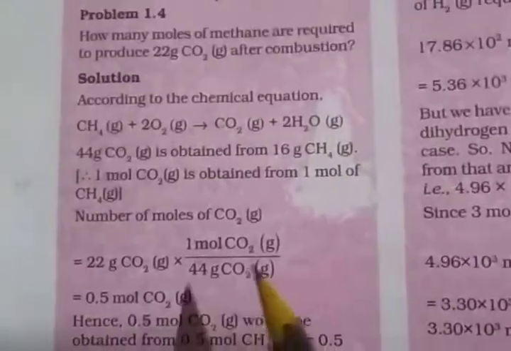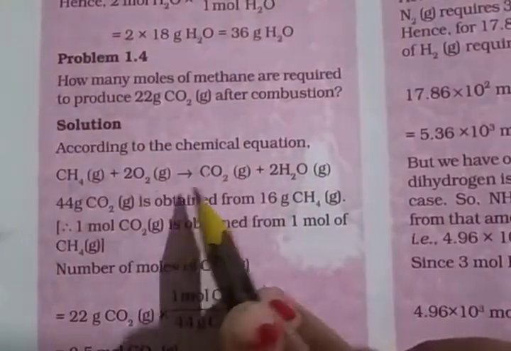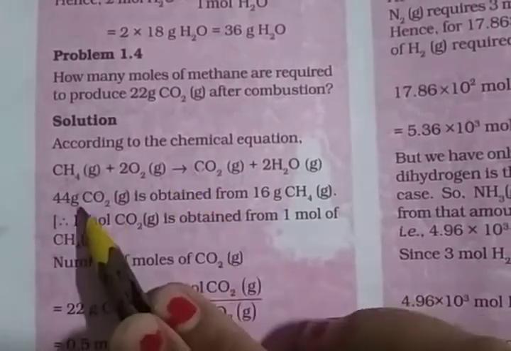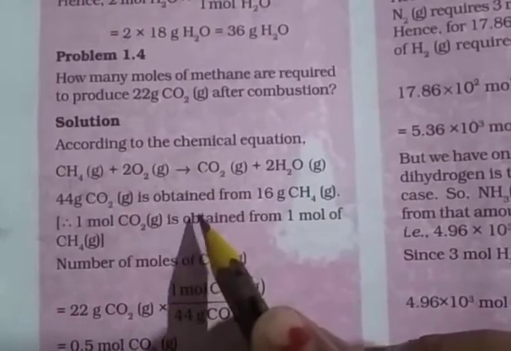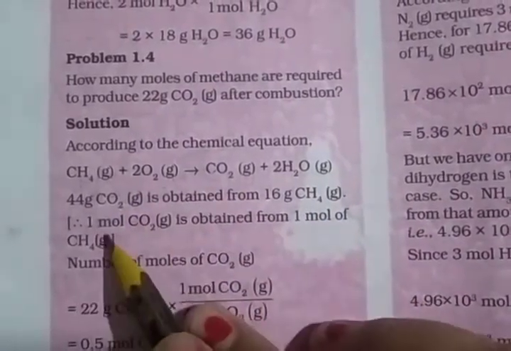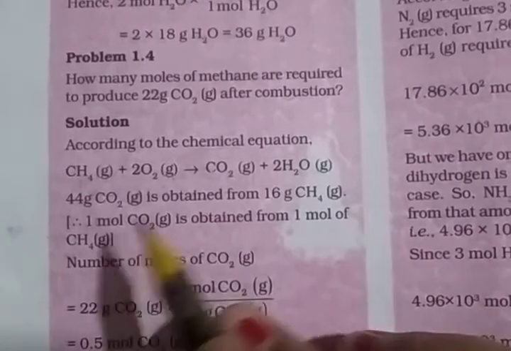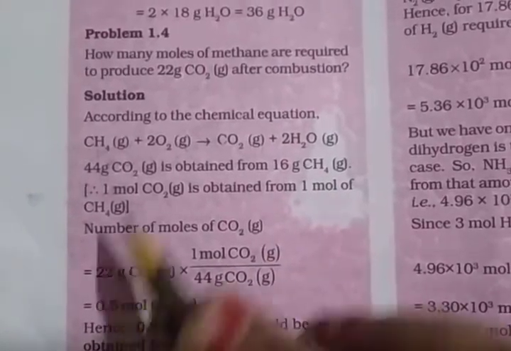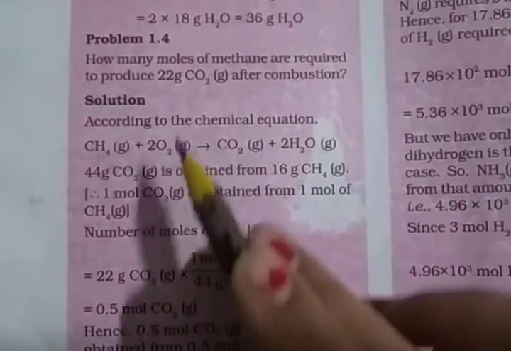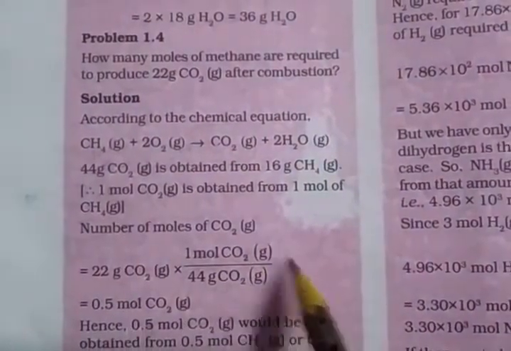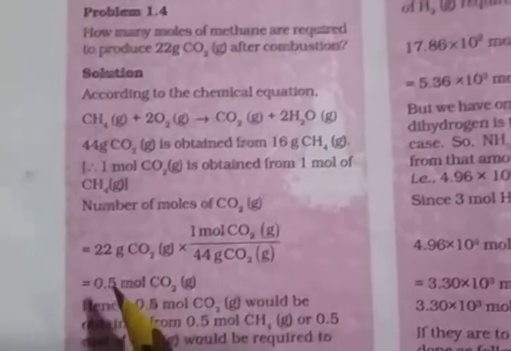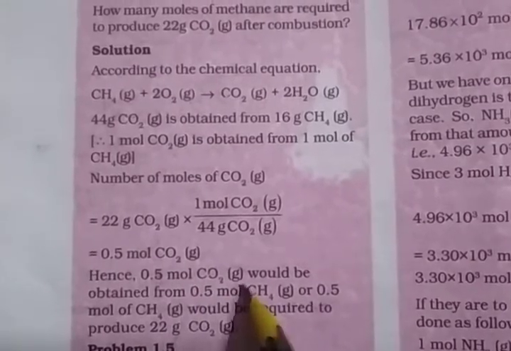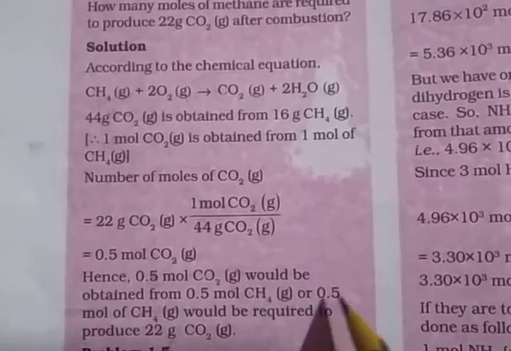So the simple concept is, first you write the chemical equation, then you write atomic mass according to the molecular mass. So CH4 mass is 16 gram and CO2 is 44 gram. So 44 gram CO2 is obtained from 16 gram of CH4. So 1 mole CO2 is obtained from 1 mole of CH4 gas. So the number of moles of CO2 gas we find by this formula: 22 gram of CO2 multiplied by 1 mole CO2 divided by 44. So we calculate 0.5 mole CO2. So 0.5 mole CO2 would be obtained from 0.5 mole CH4.